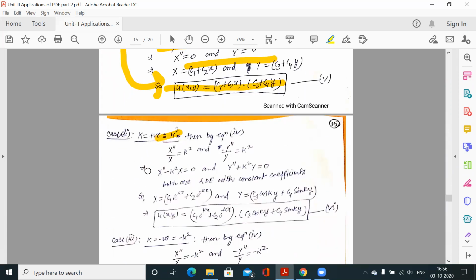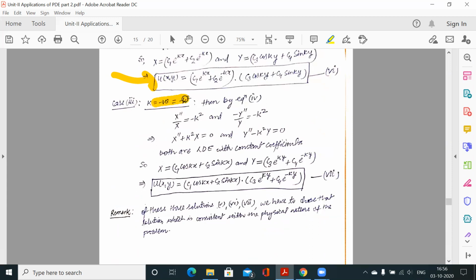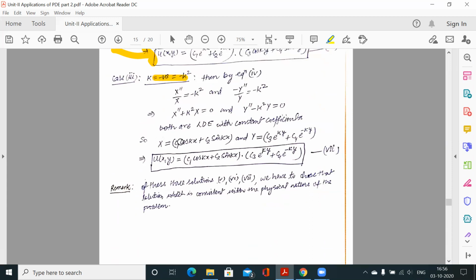So we are getting one solution in this case. The second solution is in the second case, where it is positive k square, and the third is negative k square. In one case we will get complex roots, and in the other case we will get real roots. So this is the solution in the third case.